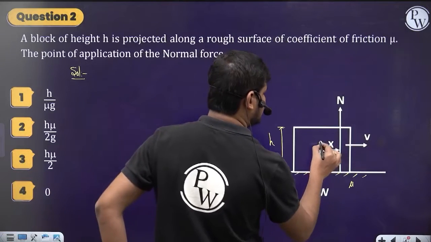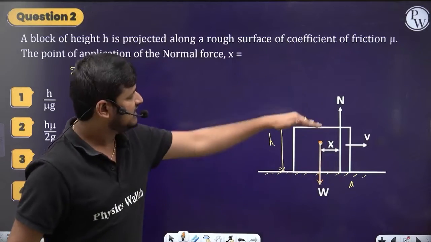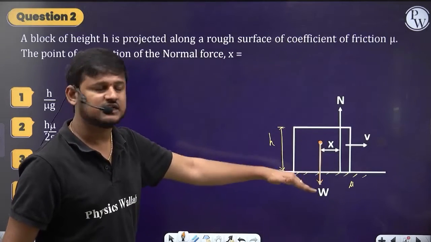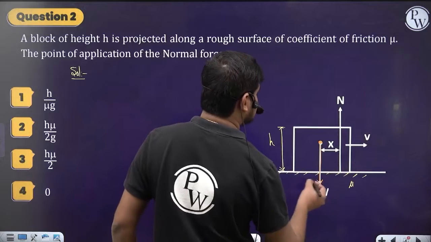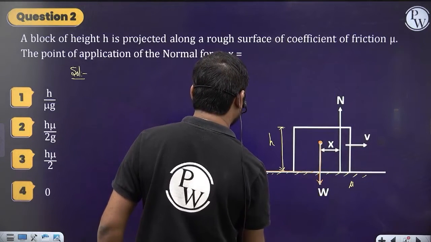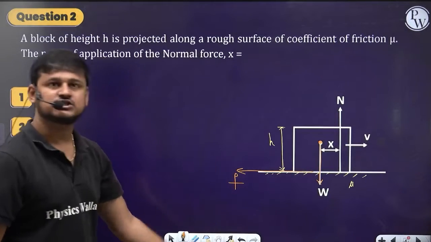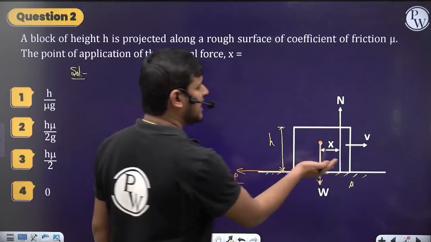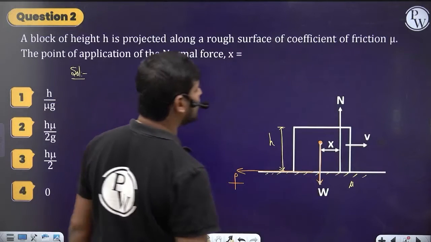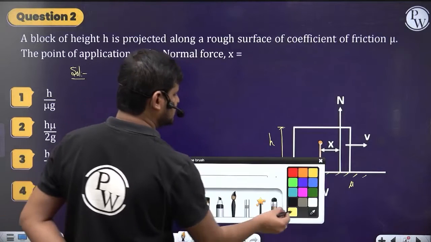So its weight will act along the center of mass. The weight acts at the center of the body. And as the body is moving to the right side on a rough surface, the friction acts to the left side. Friction acts to the left side, and then normal upward. And what are all the other forces? There are no other forces, right?